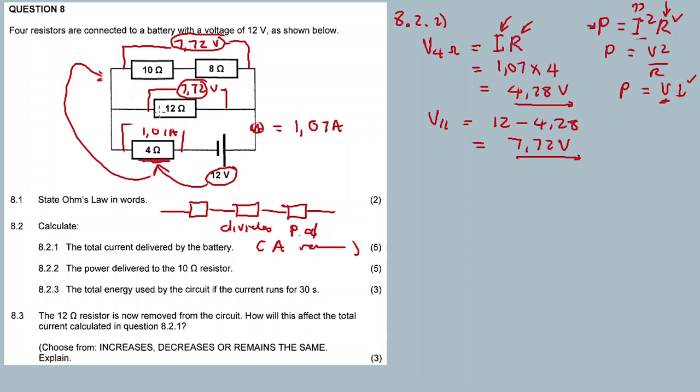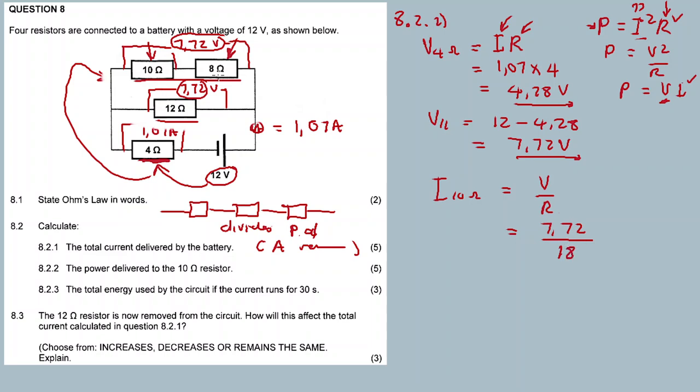Here, the potential difference is the same for the 12 ohm resistor as well as for this other branch, right? So the potential difference across this parallel branch is the same. The potential difference is for the 10 ohm and the 8 ohm. So the current flowing through the 10 ohm resistor is equal to V over R, which is 7.72 divided by the resistance, which is 18.